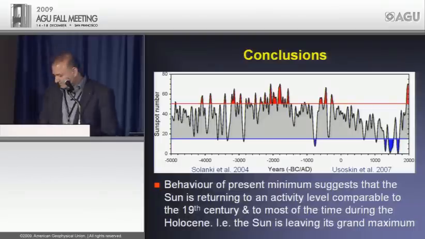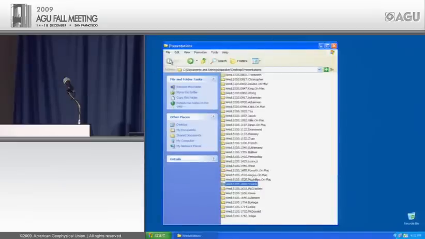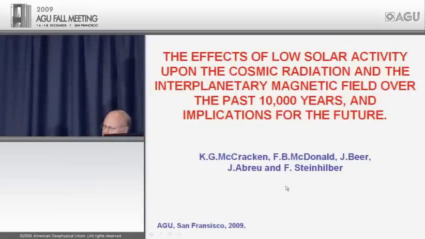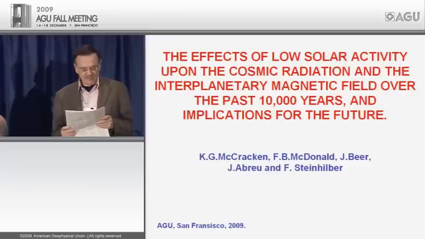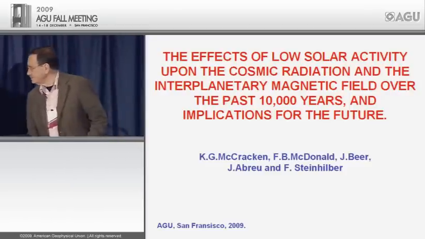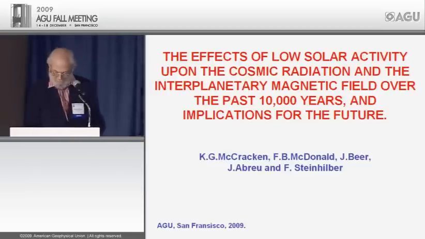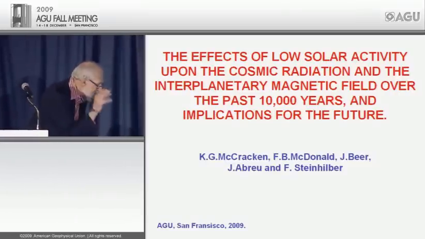Okay, we'll go on to the next speaker. Next speaker is Ken McCracken, giving a talk, The Effects of Low Solar Activity Upon the Cosmic Radiation of the Interplanetary Magnetic Field Over the Last 10,000 Years and Implications for the Future. This is an invited talk. Thank you, Randy. Ladies and gentlemen, it's my pleasure to be here. We'll give you a warning after 15 minutes. Thanks. Yes.